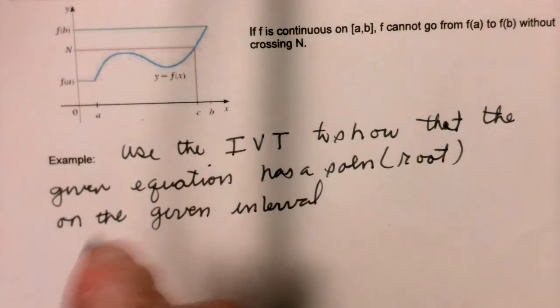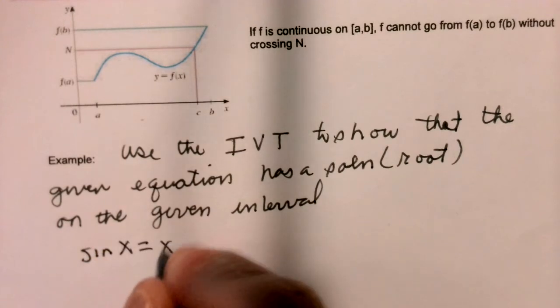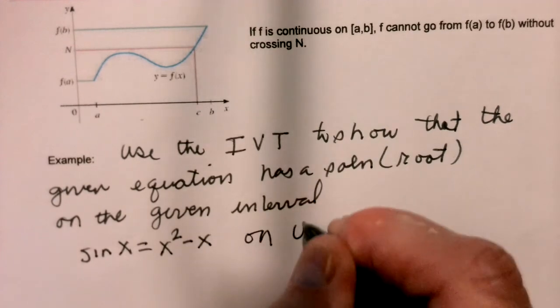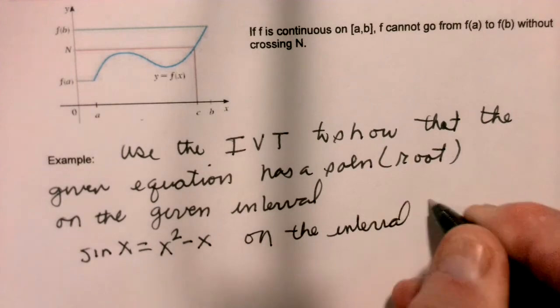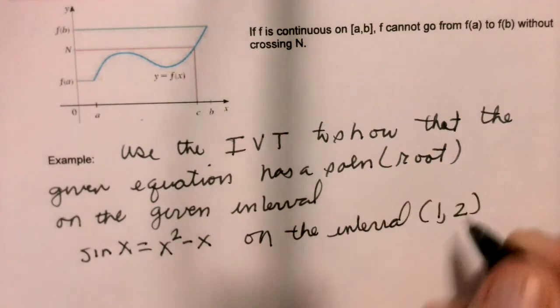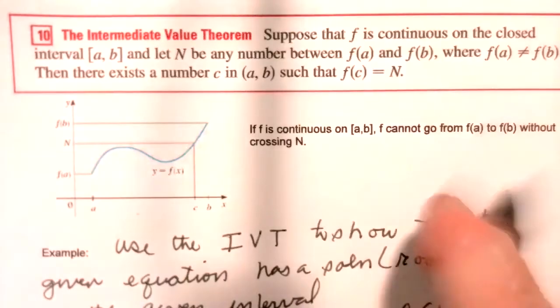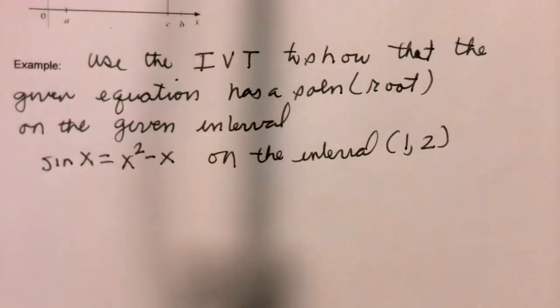Okay, so here's the equation: sine x equals x squared minus x. So we're saying, and here's the interval too. And this is just a theorem that uses continuity, because up here, the theorem says, suppose that f is continuous on this closed interval. So it's not necessarily true if it's not a continuous function.